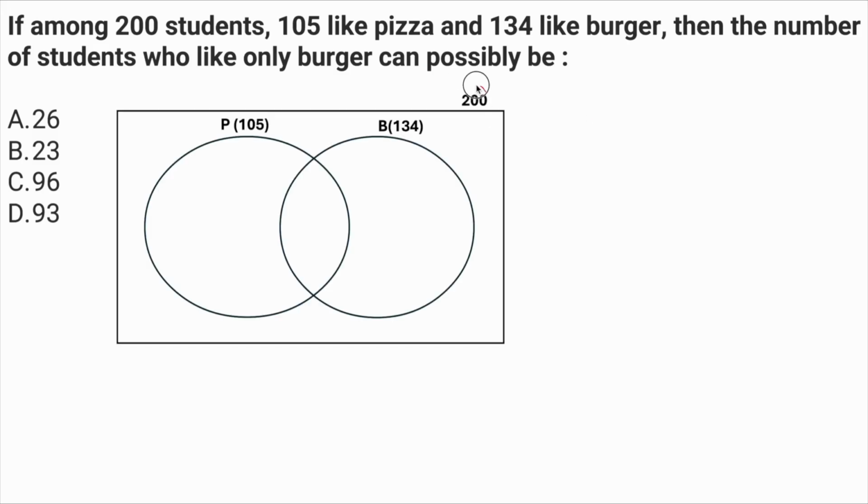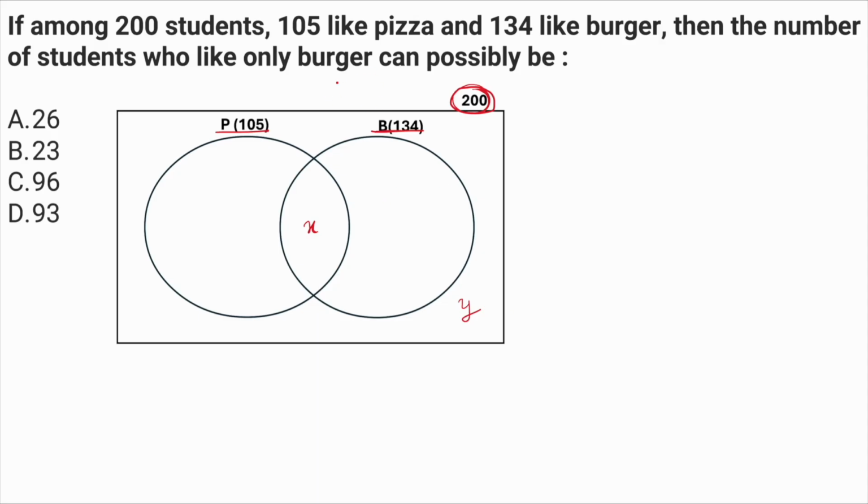I have a set of 200 people. Let's call that our universal set. Out of that, 105 people like pizza and 134 people like burger. And there'll be some people who would be liking both. Let that number be equal to X. Also, there would be some people who would like neither of the two. Let's call that number Y.